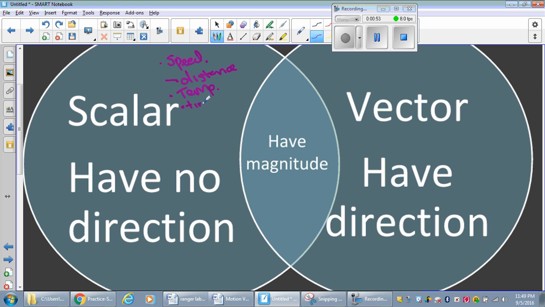Like time, we don't say it's 5 seconds to the left, right? Mass, I don't say I'm 64 kilograms. I don't say 64 kilograms to the right. That'd be kind of weird.